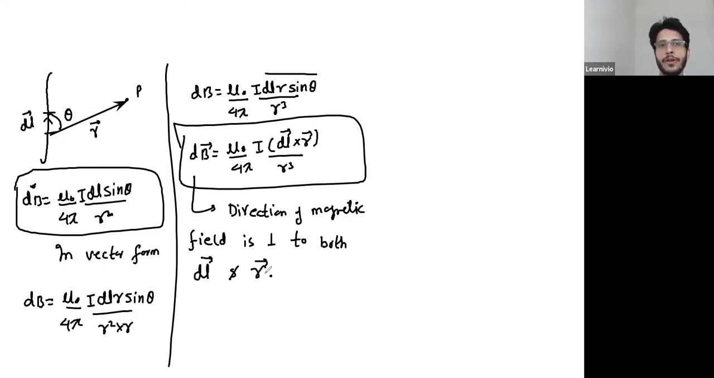Direction of magnetic field is perpendicular to both. It's perpendicular to the dl vector as well as the r vector. Always remember this statement: it's perpendicular to both dl as well as r, and is given by the right hand thumb rule.